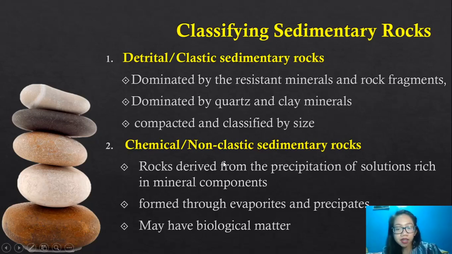Then for non-clastic sedimentary rocks, these are due to chemical processes. So this one physical, this one chemical. These are formed due to evaporites and precipitates. Whenever we look at water, it's not just pure water. There will always be dissolved minerals and other precipitates in that water. Now, once the water evaporates, it will leave behind whatever mineral is within that water. That's one way to form your non-clastic sedimentary rocks. Okay, so due to that nature of water evaporating, what it left behind creates your sedimentary rock. Sometimes it also involves biological matter.